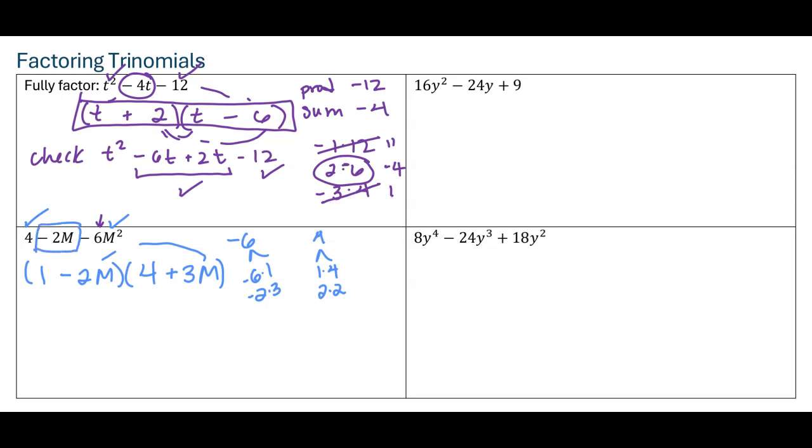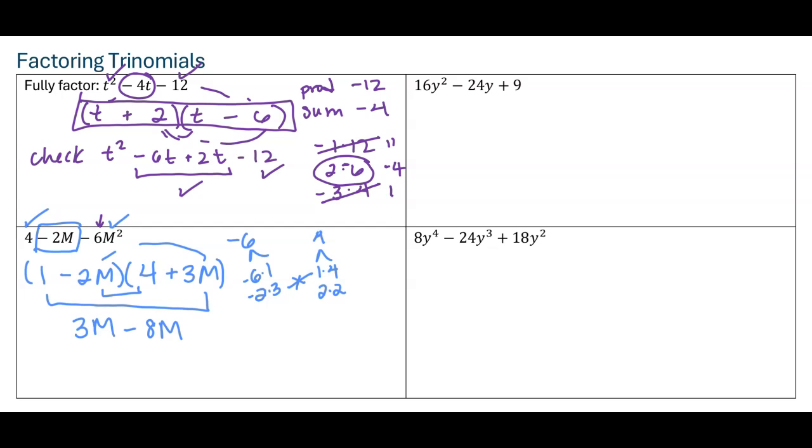The big check is the negative 2m. That's the inside plus the outside. Doesn't matter which order you check those. So we have a 3m minus an 8m. That is not negative 2. So this pair did not work.